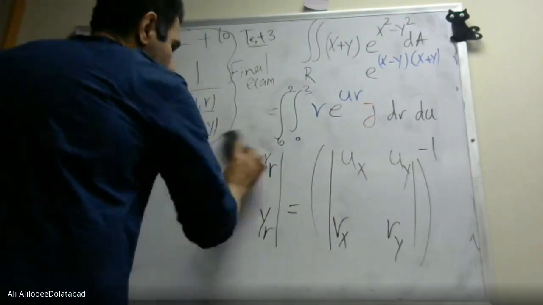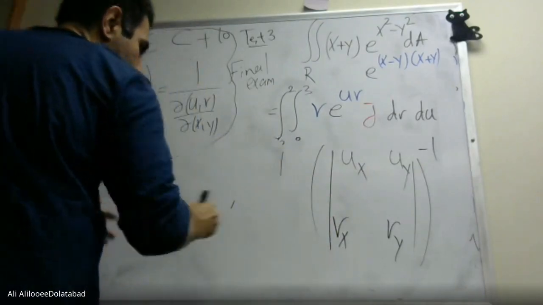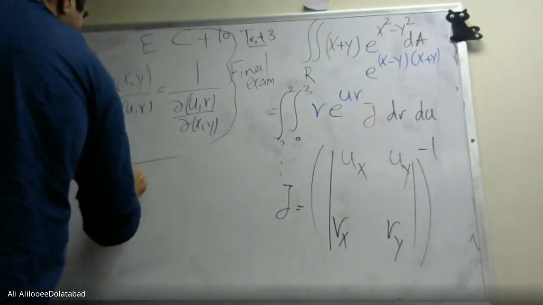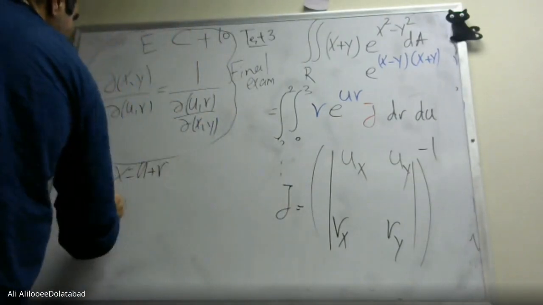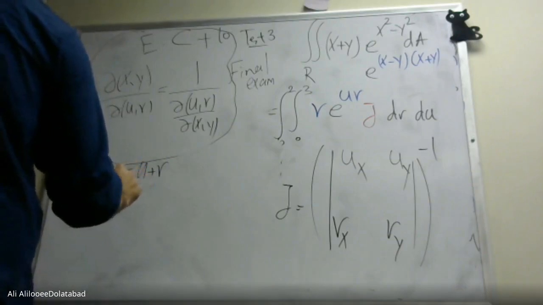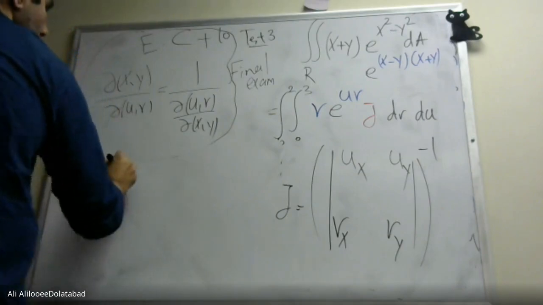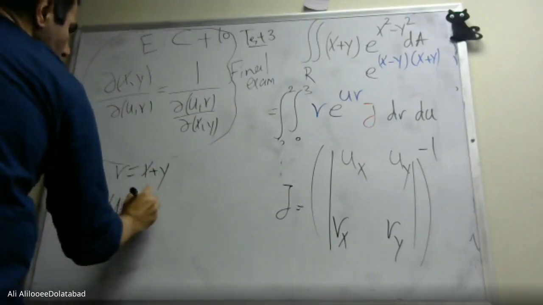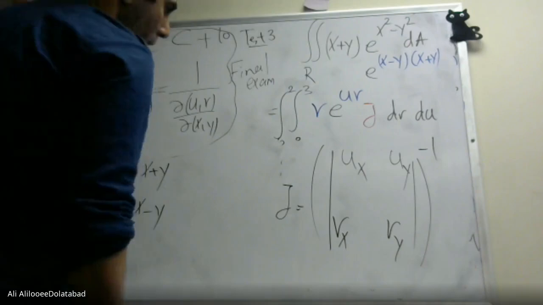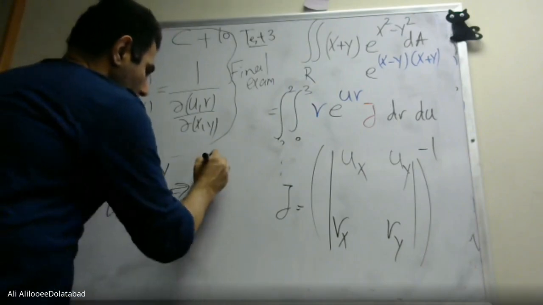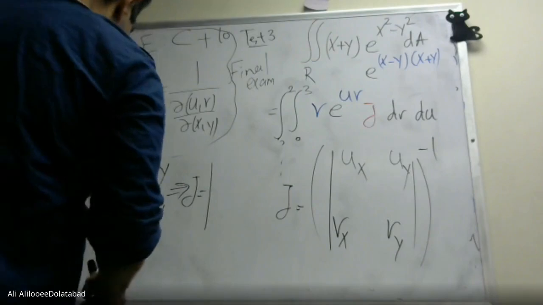And we can say the Jacobian equals this. So then we have x equal u plus v. I'm sorry. We have v equal x plus y, u equal x minus y. Then if we use this, we can say the Jacobian equals the reciprocal of this determinant.